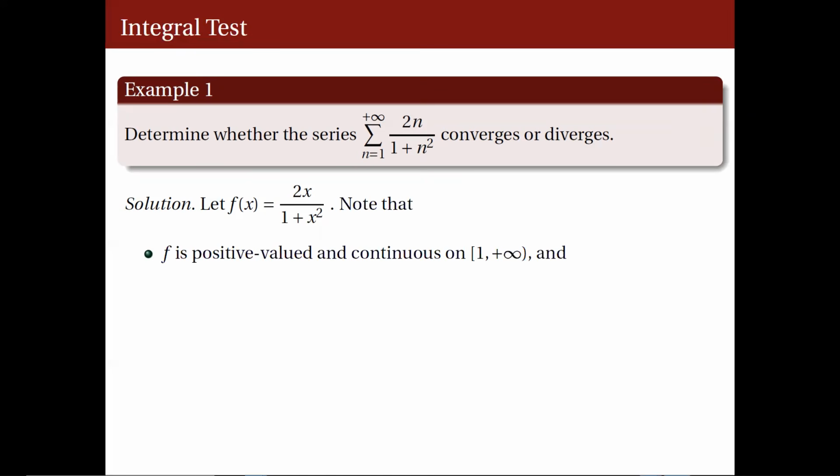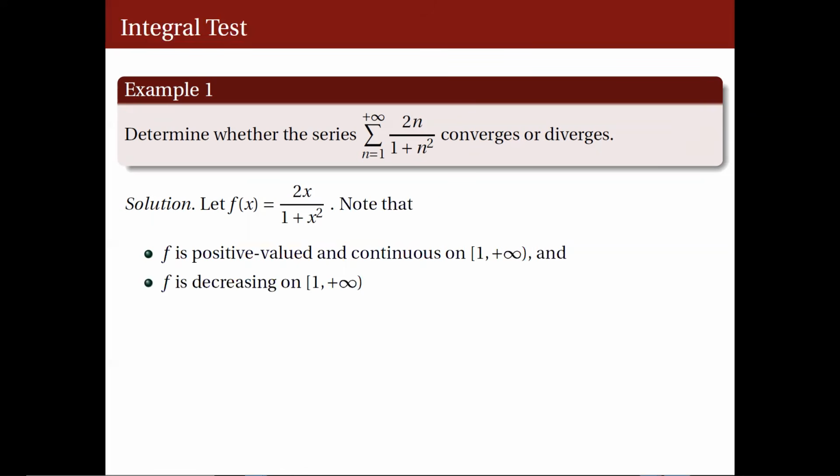Alamin natin ngayon kung bakit continuous si f. Note that f is a rational function and rational functions are continuous everywhere except at the points where the denominator is 0. Pero sa example na ito, ang 1 plus x squared ay palaging greater than 0 for any value of x. Kaya f is continuous, in particular in the interval 1 up to infinity.